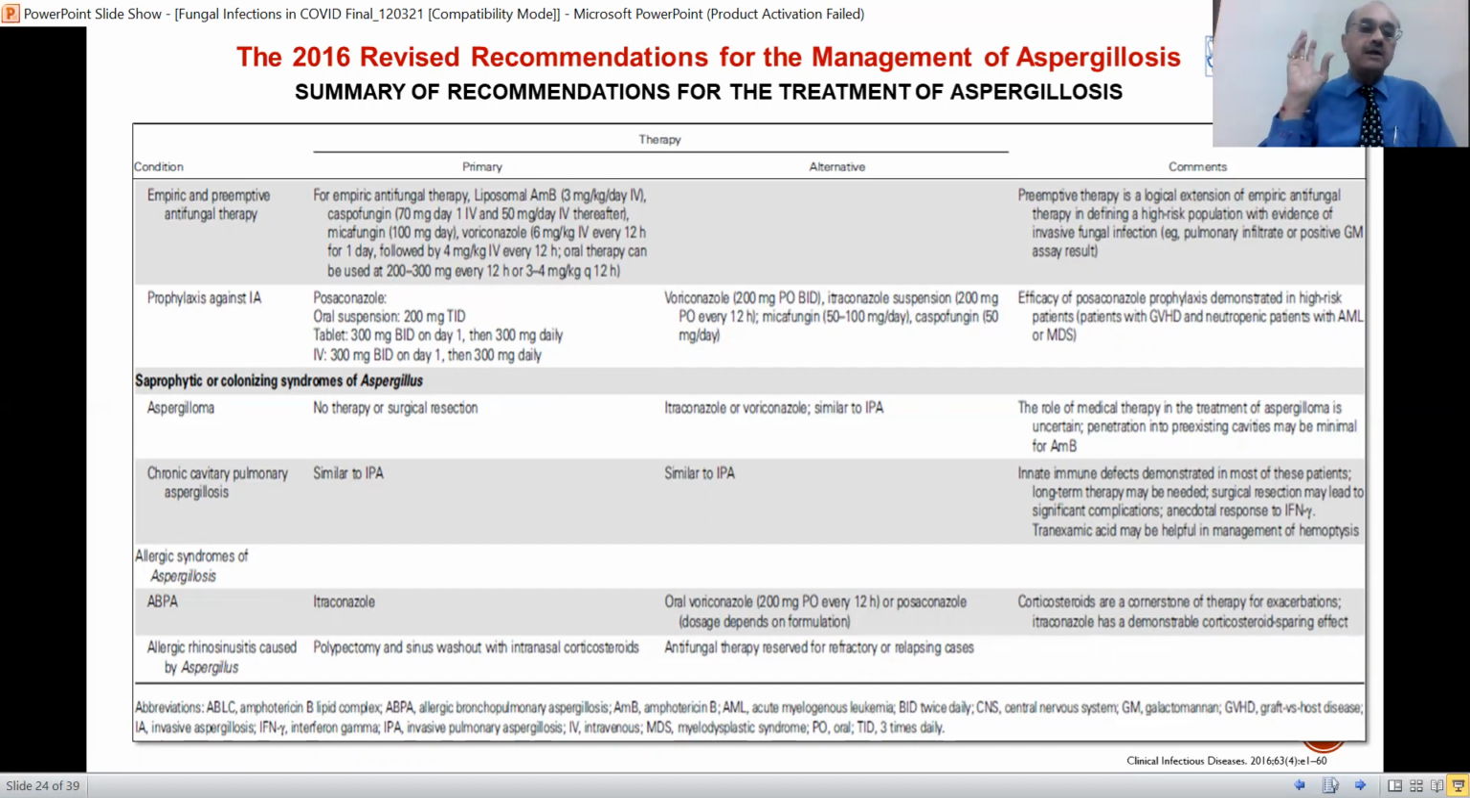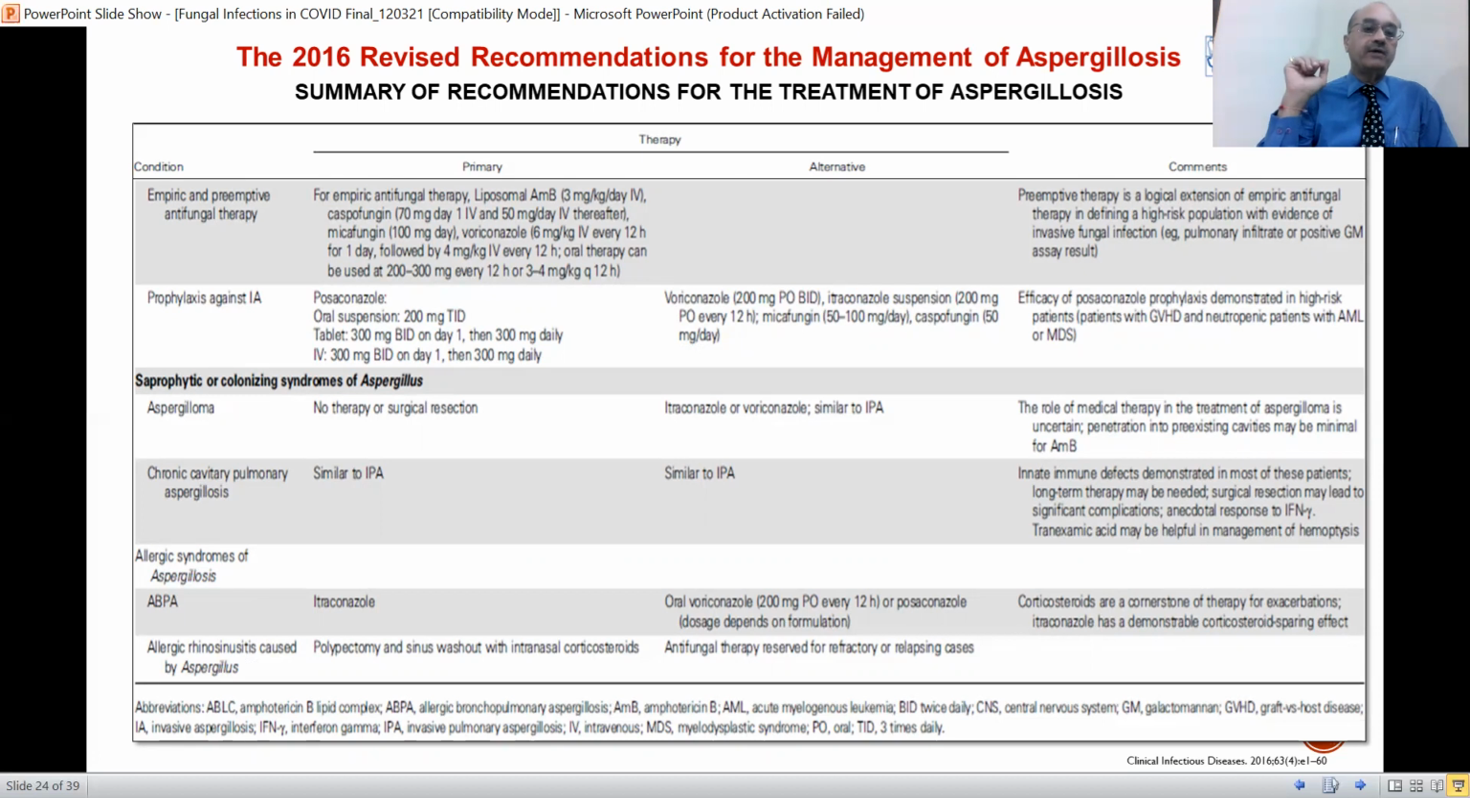For prophylaxis against invasive aspergillosis, some centers in Belgium have tried giving nebulized liposomal amphotericin B in high-risk COVID-19 patients who are in the ICUs and mechanically ventilated. Prophylactic liposomal amphotericin B has been given in a nebulized form.